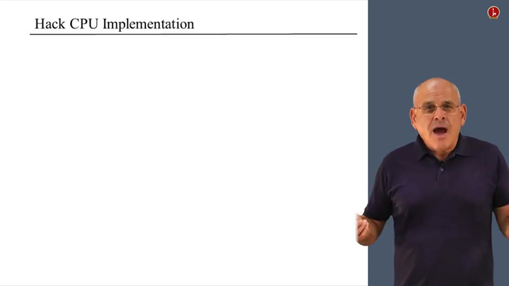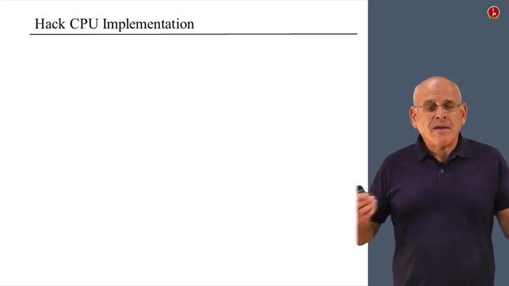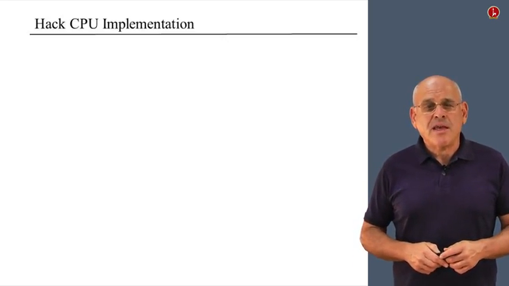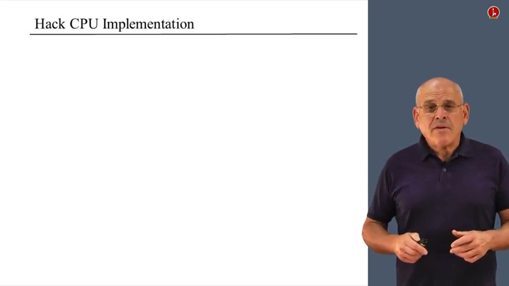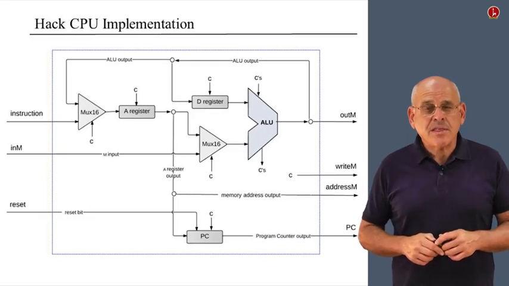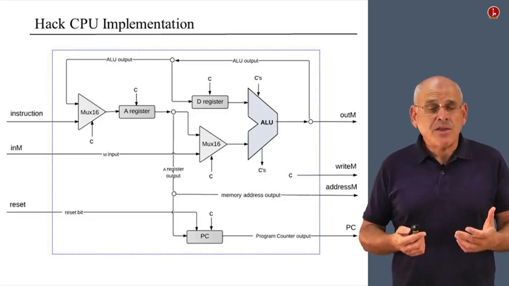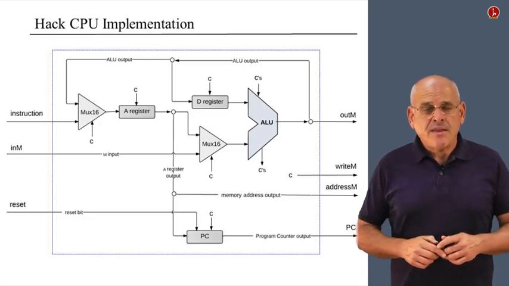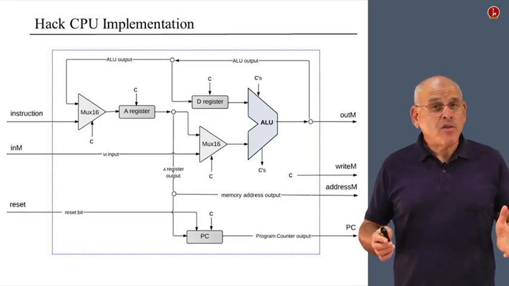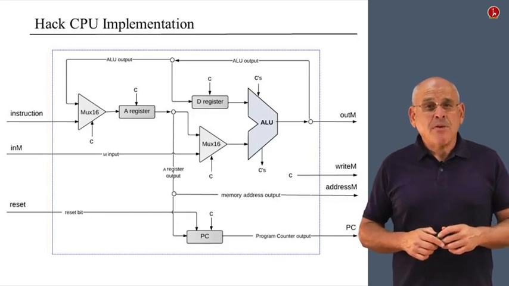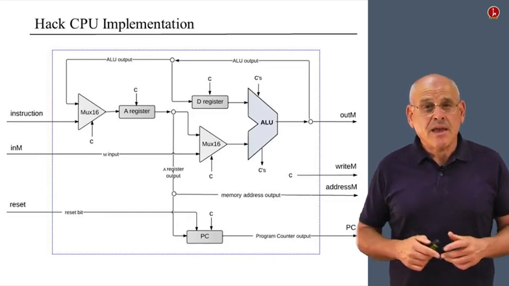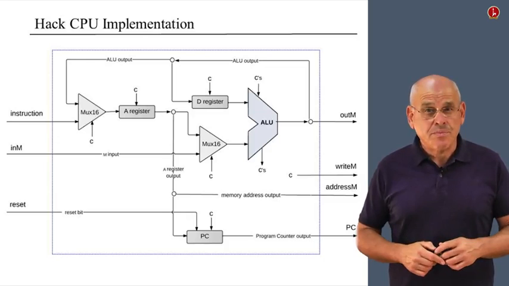So, how do we implement this magic? How do we make all these good things actually happen? Well, here is one way of doing it. This is our proposed implementation of the functionality that we just described. It is not the only way to build a CPU, but this is a pretty good one because it's very elegant and simple and relatively easy to do.